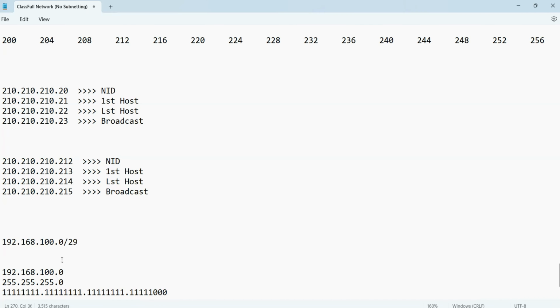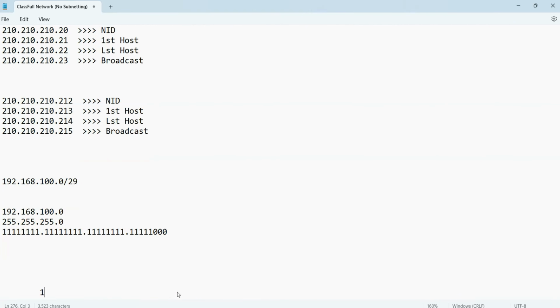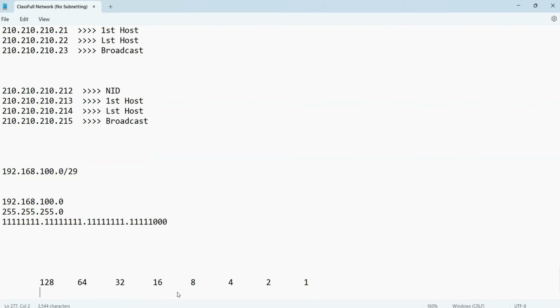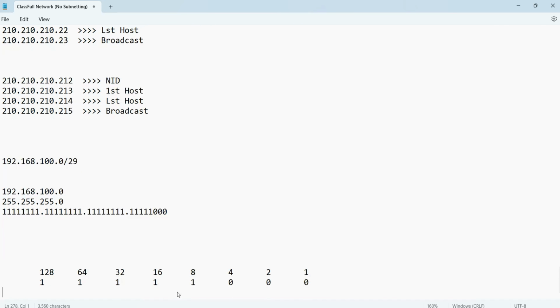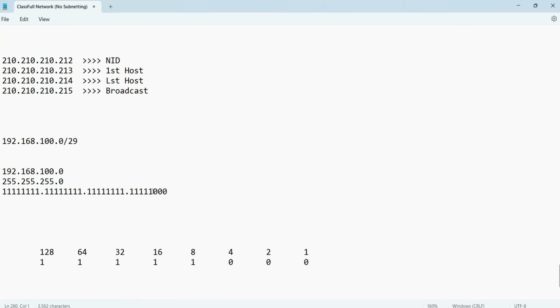There you go. That's 29 bits, right? So I'm using 29 bits. Look, /29, I got 8 bits. 8 is 24 plus 5 is 29 bits. What does that mean? It's a 128, 64, 32, 16, 8, 4, 2, 1. So I put over here 1, 1, 1, 1, 1, and 0, 0, 0. So 5 bits are actually borrowed from the last octet.